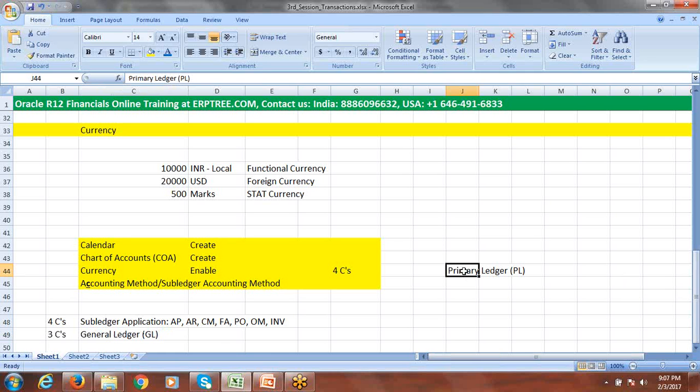What is the purpose of this primary ledger? Already discussed. To record the business transactions in any application, it may be in the GL or subledger application, primary ledger is required. That's all.